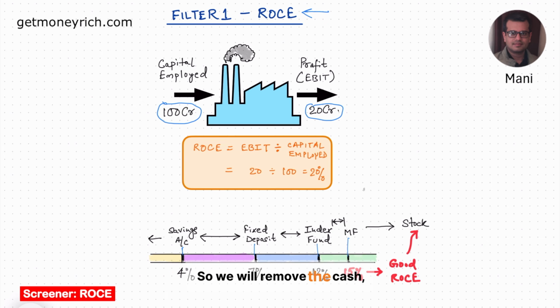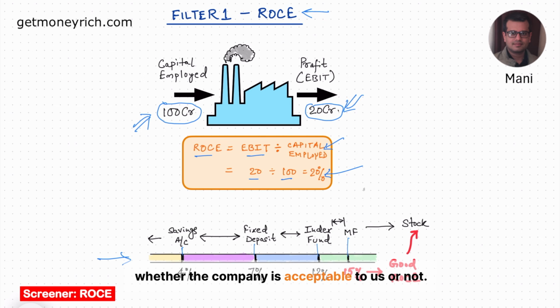So we will remove the cash, we will remove the current assets of the company, which is not actually being used to run the business. So that is the employed capital of the company. And let's say, for example, the employed capital is 100 crores and the profit, the EBIT, earning before interest and tax, is 20 crores. So the ROCE of the company will be EBIT divided by employed capital. In this case, the EBIT is 20 crores, the employed capital is 100 crores. So the return on capital employed is 20%. Once we have this 20% in our hand, we will use this scale to judge whether the company is acceptable to us or not.